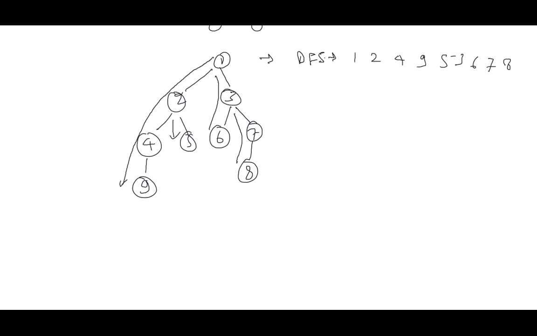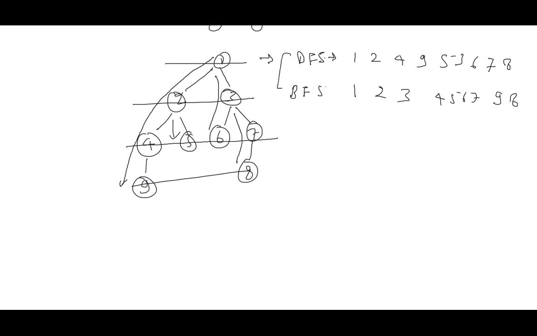And if we are going with breadth first search, we go with level 0, that means 1. Then the first level, that means 2 and 3. Then we go with 4, 5, 6, 7, and then 9 and 8. So this is the breadth first search. Like we are going by level. So we have solved both these problems in the tree itself.